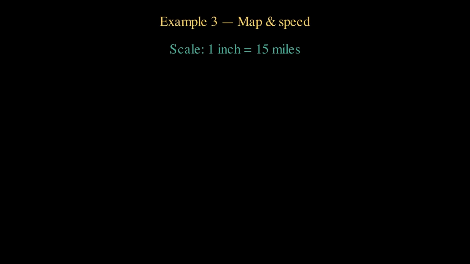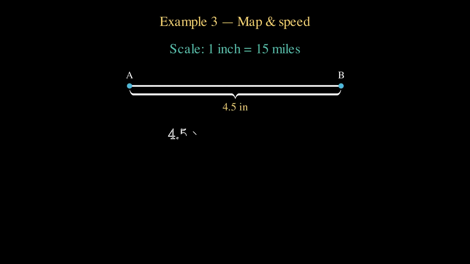Example 3, map scale plus speed, a classic SAT combo. The scale reads 1 inch equals 15 miles. 2 cities are 4.5 inches apart on the map. Multiply map inches by miles per inch. 4.5 times 15 equals 67.5 miles.